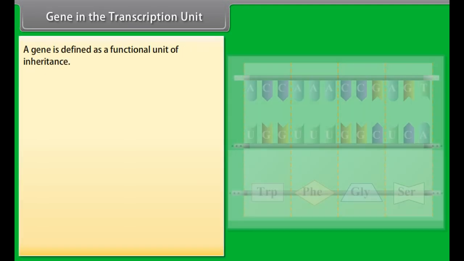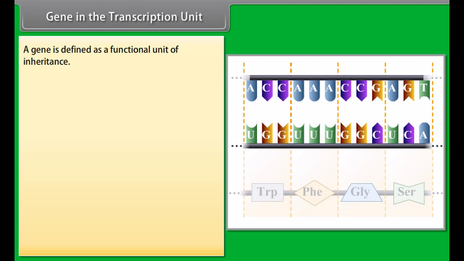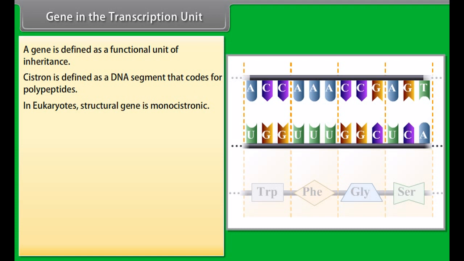Transcription. The process of copying genetic information from one strand of the DNA into RNA is termed transcription. Gene in the transcription unit. A gene is defined as a functional unit of inheritance. Cistron is defined as a DNA segment that codes for polypeptides. In eukaryotes, structural gene is monocistronic. In prokaryotes, structural gene is polycistronic.